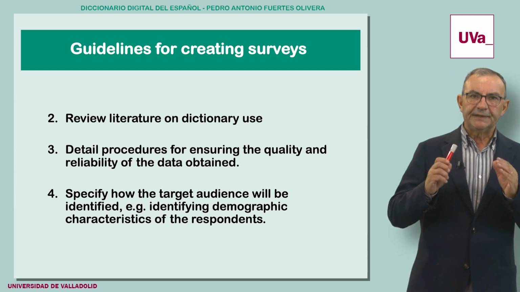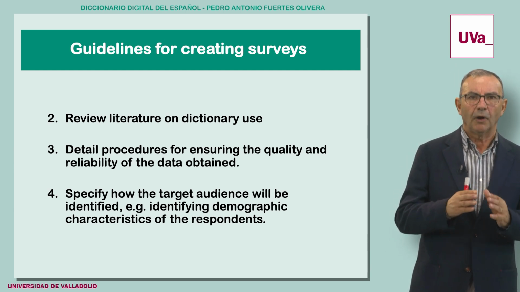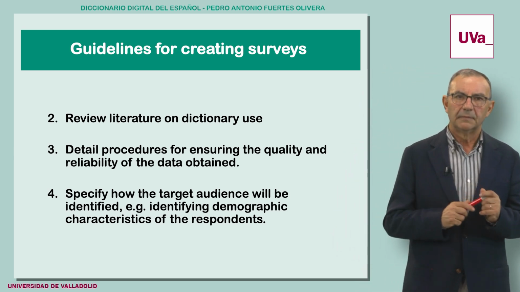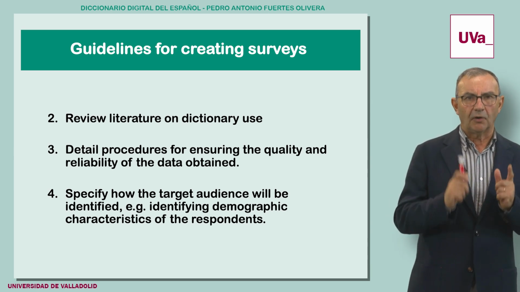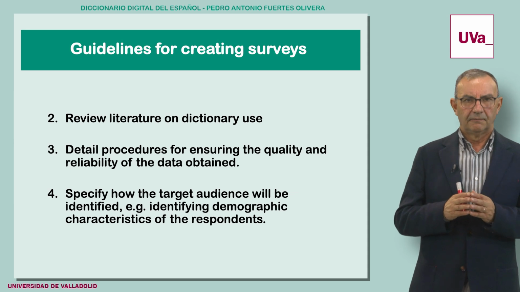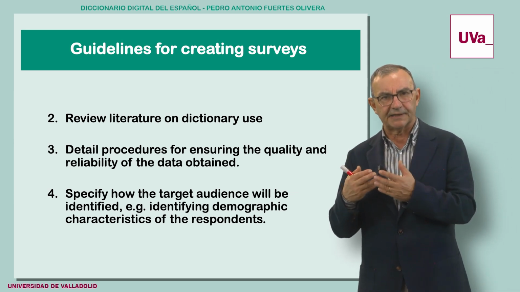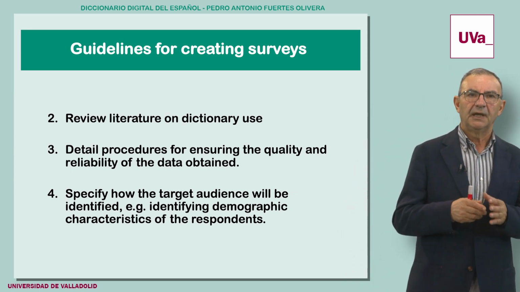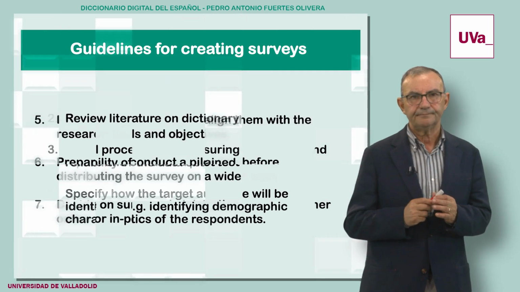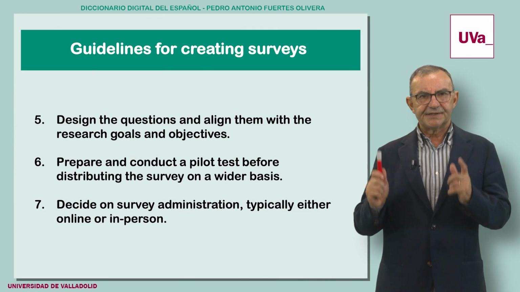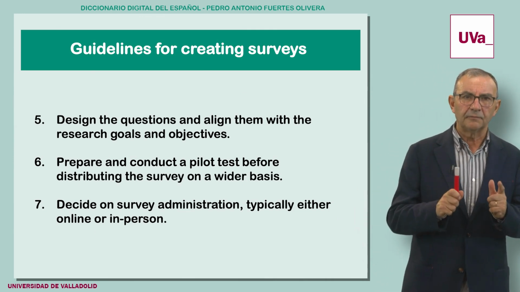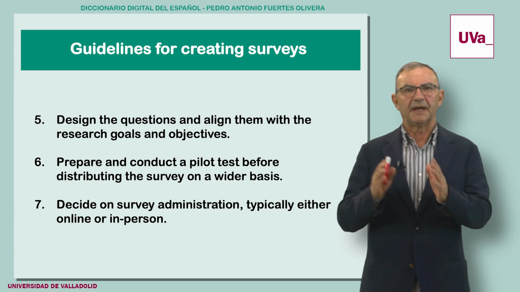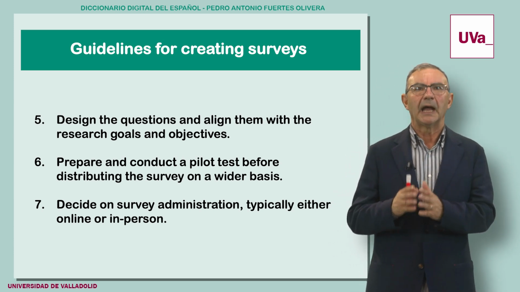3. Detail procedures for ensuring the quality and reliability of the data obtained. 4. Specify how the target audience will be identified. For example, identifying demographic characteristics of the respondents, such as age, language proficiency, educational background, etc. 5. Design the questions and align them with the research goals and objectives. The questionnaire survey must be clear, concise, and unambiguous.